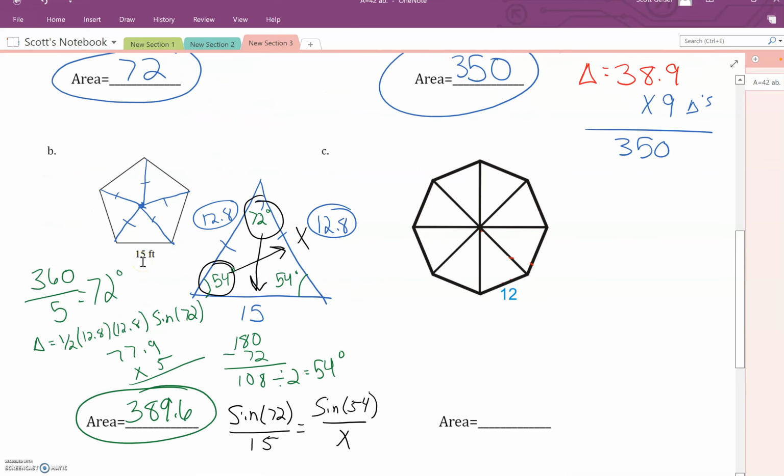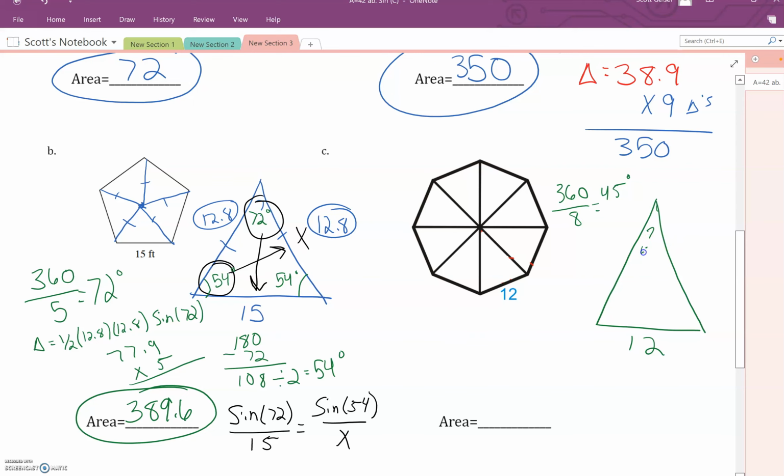Okay, we'll try one more and see how we do here. What I'm going to do is make my one triangle. Zoom in on that one. I've got a 12 down here at the bottom. See if we can figure out what this angle measure is. If I do 360 divided by 8, that should give me a 45 up there.